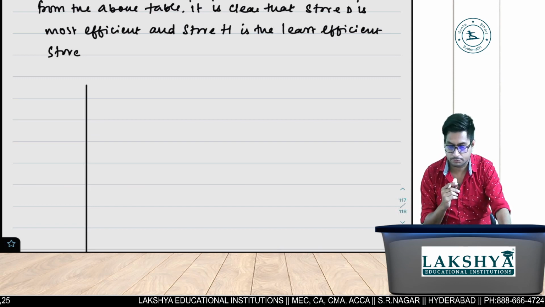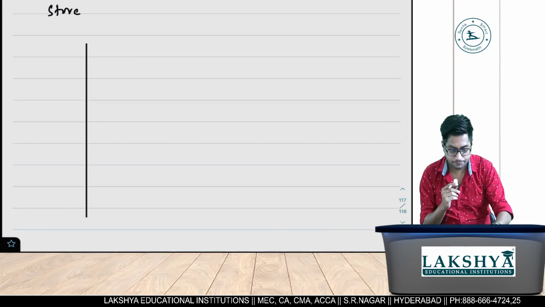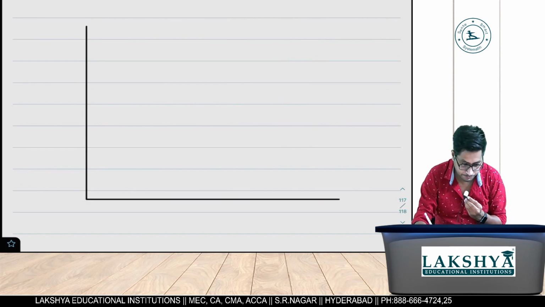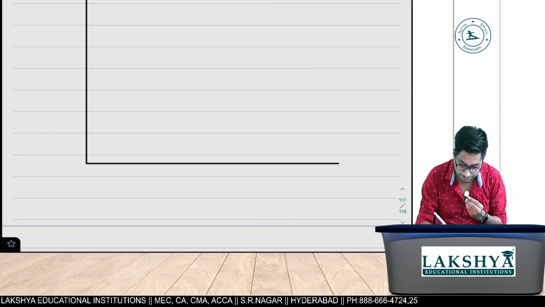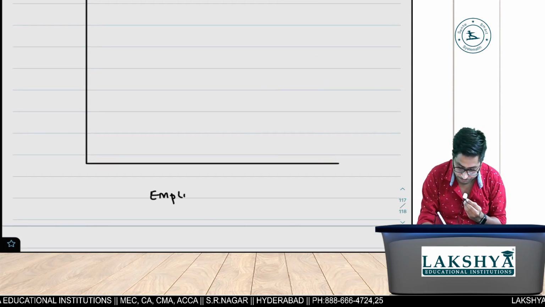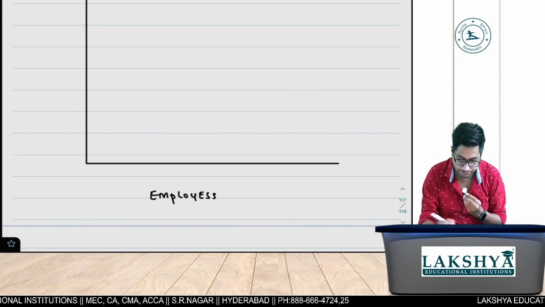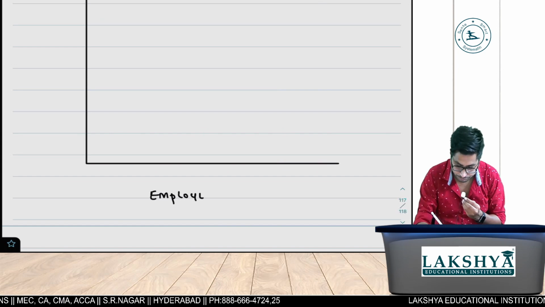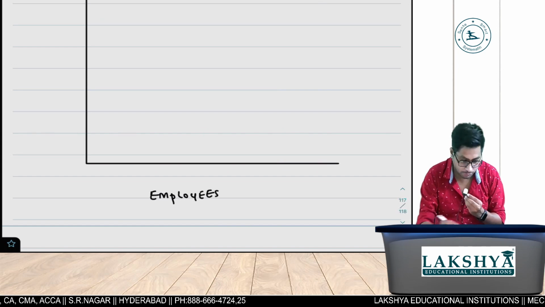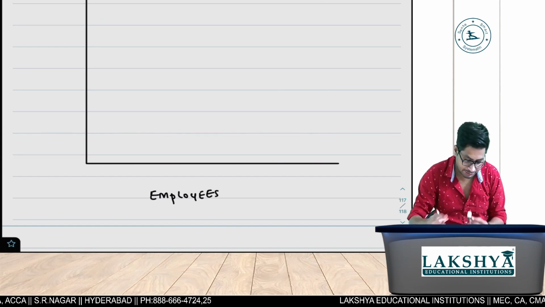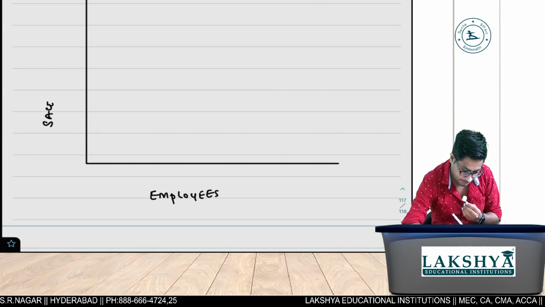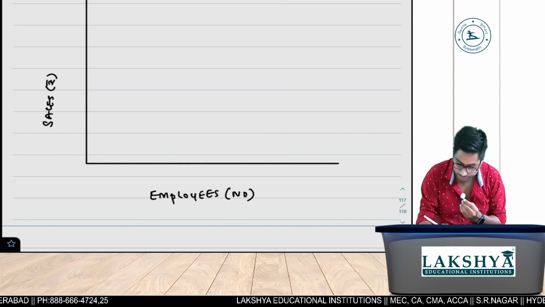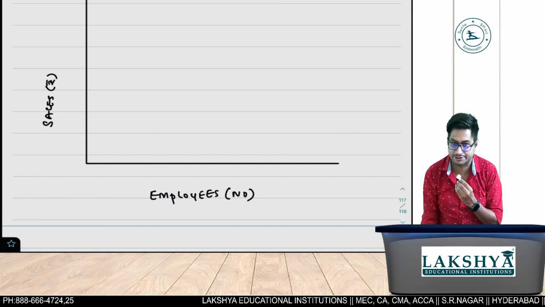Done? Let us continue now. Now, we will take x-axis and y-axis. Clear? On the x-axis we will take employees. And on the y-axis, what is the other factor given? Sales. Sales we are taking in rupees, employees we are taking in number. Correct? Number of employees and sales in rupees.